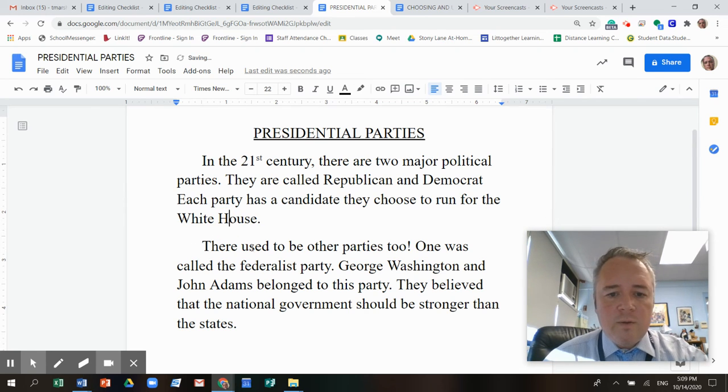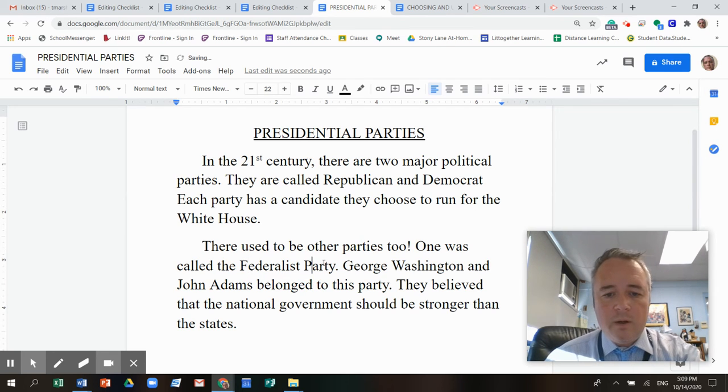Okay. There used to be other parties too. One was called the Federalist Party. So there used to be other parties too. I started with a capital. There's no names in that sentence. One was called the Federalist Party. That's the name of the party, so I have to make that capital.